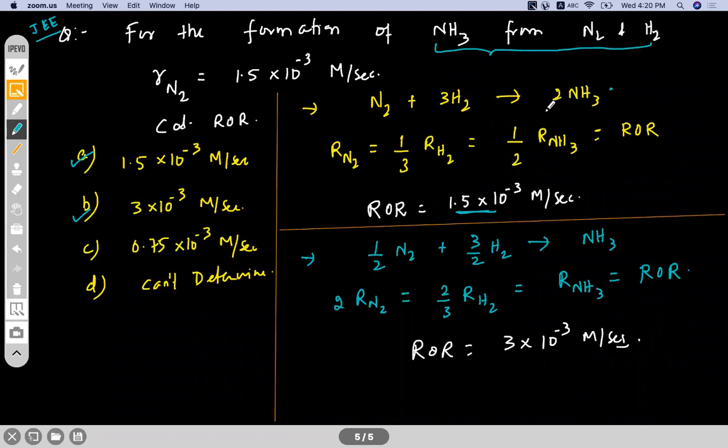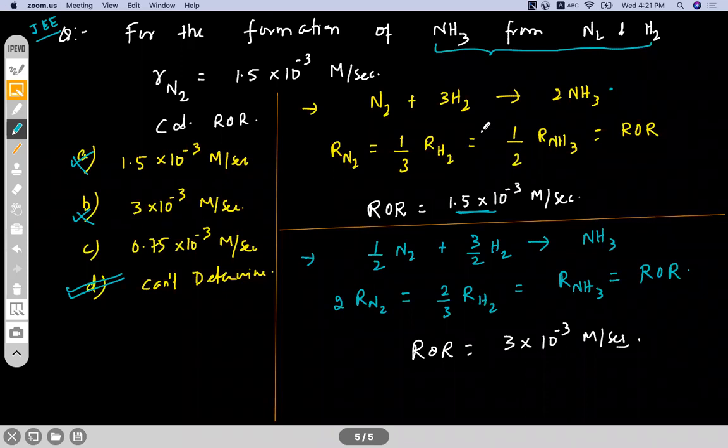So the answer here can't be determined. For this question, the answer is cannot determine. Why? Because the reaction is not given in the question. It is the other matter that you know the reaction. Once you write the reaction like this, you have assumed the stoichiometric coefficient, which you cannot do.